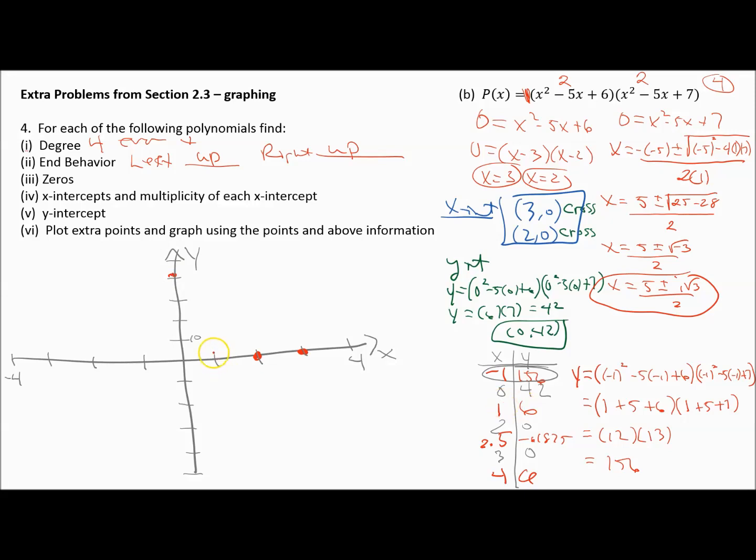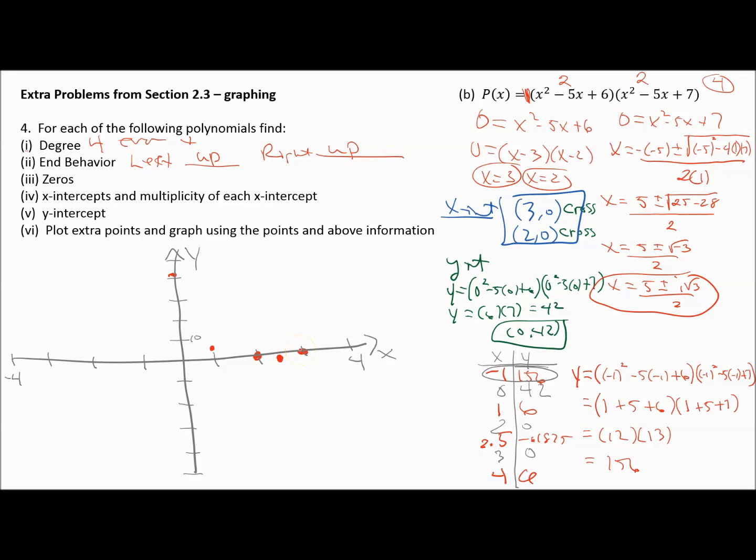1, 6, a little over halfway between 0 and 10. 2, 0, we already had our x-intercepts graphed. 2.5, negative 0.1875. Do the best I can. Again, just below. Obviously, due to my scale, that's much bigger than negative 0.1875, but I don't want it to look like it's on top of the x-axis because it's not an x-intercept.